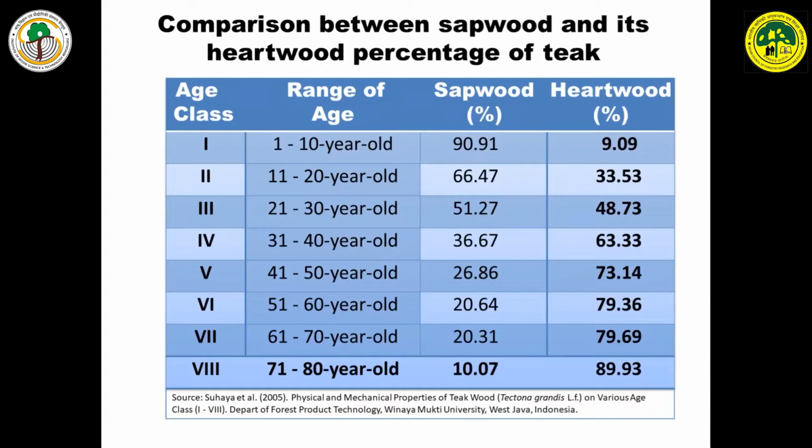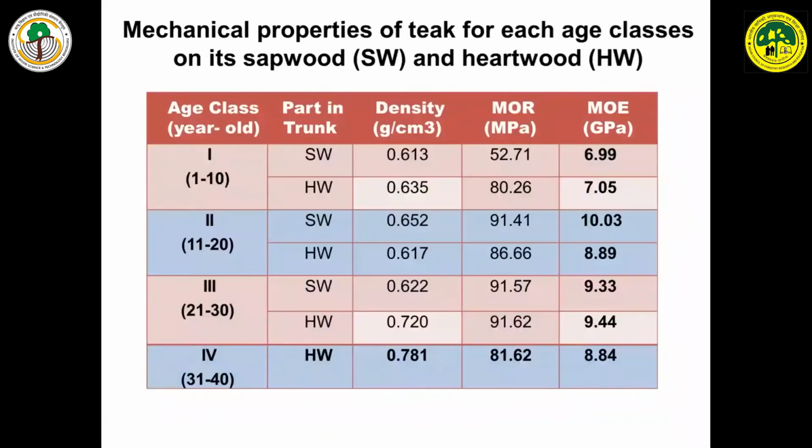So we can see here that as the age of the teak increased, the amount of sapwood kept reducing, whereas the amount of heartwood was increasing, and when the tree age was 70 to 80 years, the percentage of sapwood was around 10%, whereas the heartwood was around 90%. So this is how, when we keep the tree for a longer duration, the percentage of heartwood, which is the valuable part of the tree, will increase.